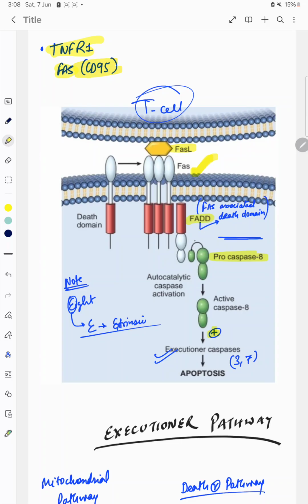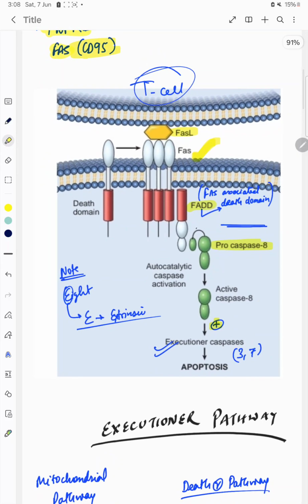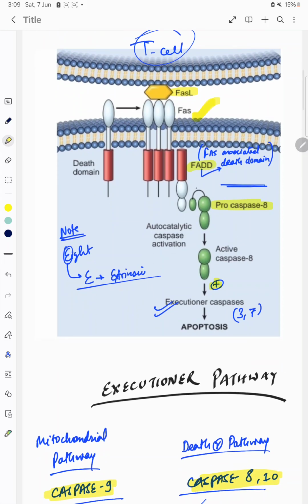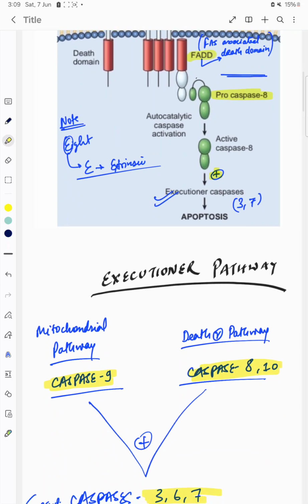FADD stands for FAS-associated death domain. This reacts with procaspase 8 and activates procaspase 8 into active caspase 8, and active caspase 8 then stimulates or activates the executioner caspases, caspase 3, 7, and ultimately results in apoptosis.